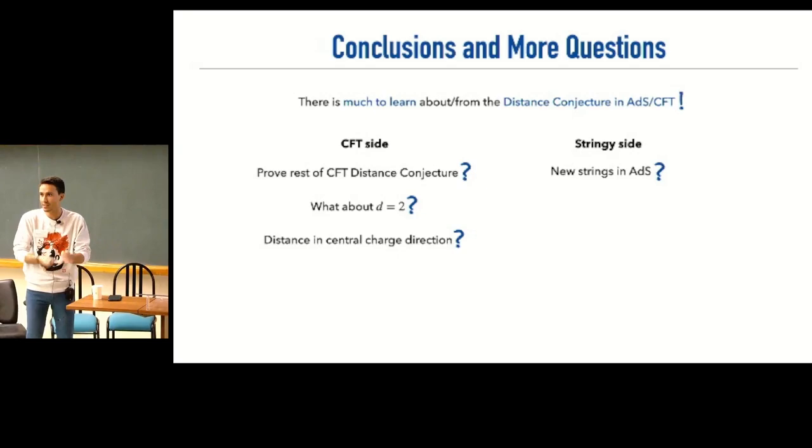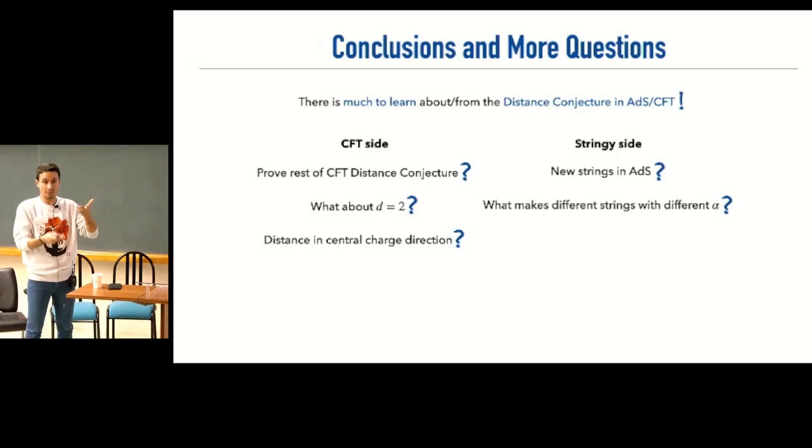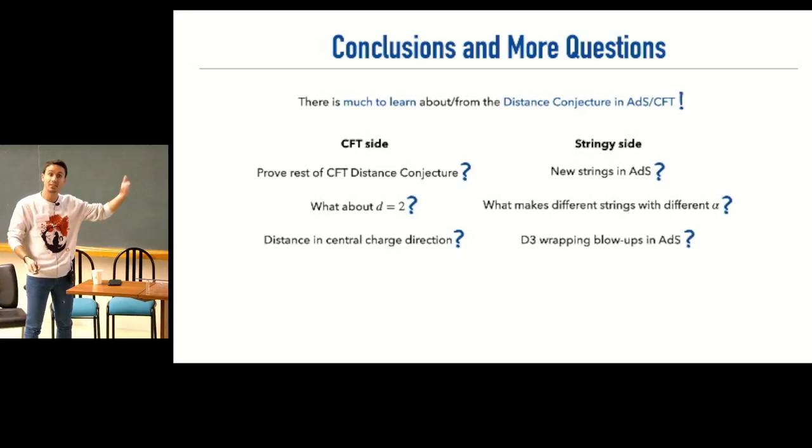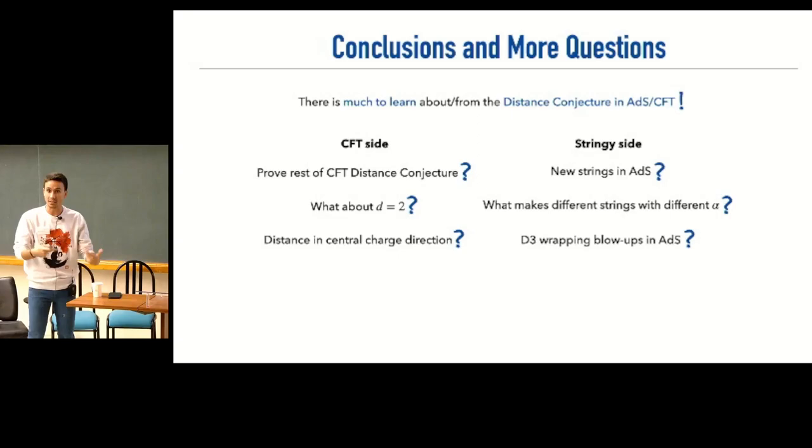What makes different strings with different alpha different, or what are they microscopically? And what about these different branes wrapping two-cycles of the singularity in the AdS? Are they really strings that will give me an infinite amount of higher spin fields? Or is it something different? Okay, that's it.